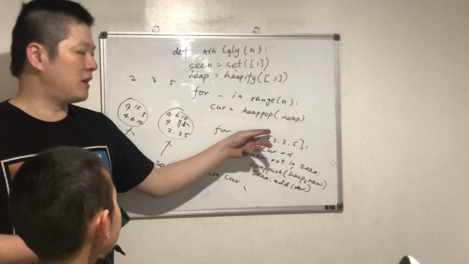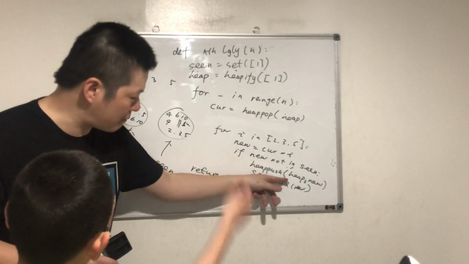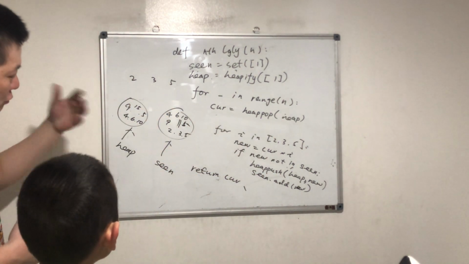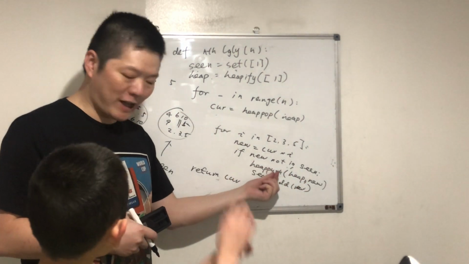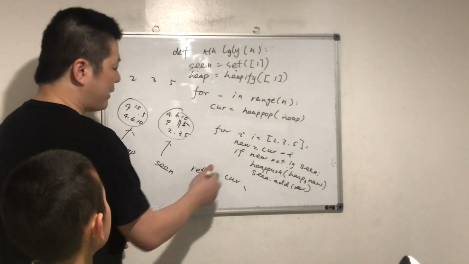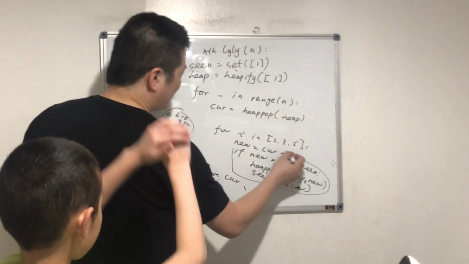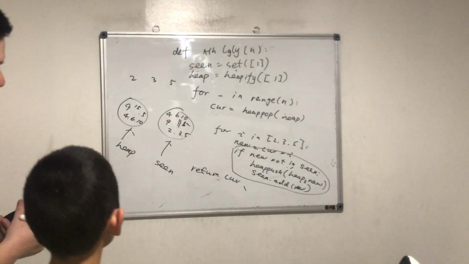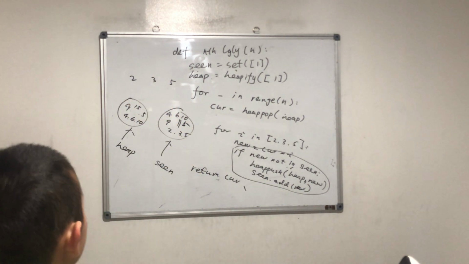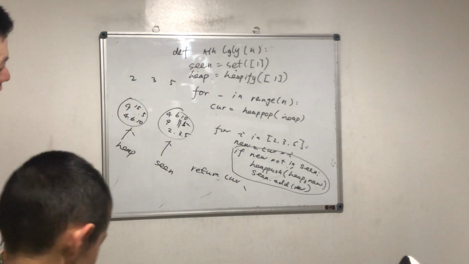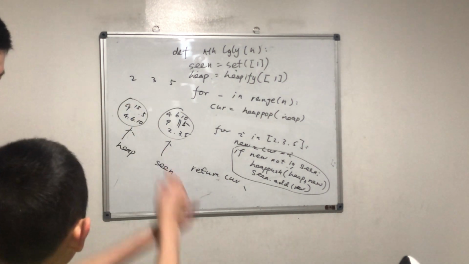So heap pop is O(1) constant. Heap push may not be. When you push something into the heap, it's actually O(log n), right? But this does not execute a lot. Okay?